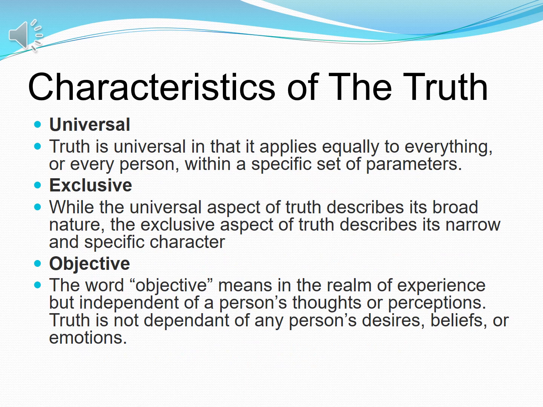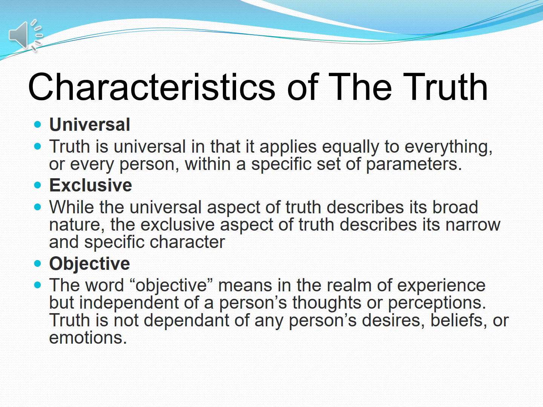Then the next characteristic is universal. Truth is universal in that it applies equally to everything or every person within a specific set of parameters. So under special conditions, it should apply all over the world, to everyone, in all situations. It's called universality. So the truth should be universal.